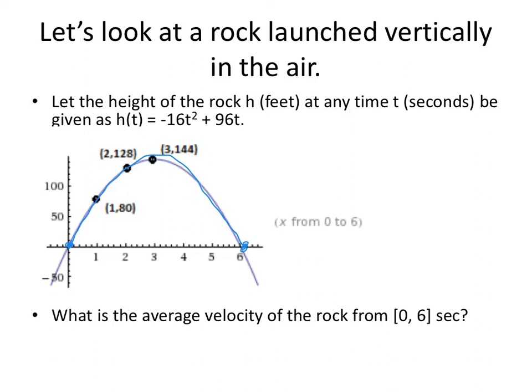So if we want my average velocity of the rock from 0 to 6 seconds, I'm essentially saying if I draw a line from the 0 to 6 seconds, what is the slope of that line? So the slope of that line is my height at 6 seconds, which is 0, minus my height at 0 seconds, which is 0, all over my time, 6 seconds minus 0 seconds, my slope is 0. So if I only look at the starting and the end, my average velocity was 0 because I started and ended at 0. Now I obviously didn't travel at 0 the whole time.